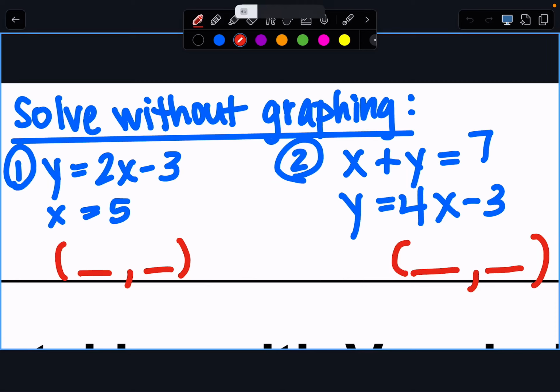Problem without graphing it. Hey guys, what did you know already? X is 5. X is 5. So how did you get the y coordinate? Explain it to me. We plugged 5 into the other equation. We plugged 5, but where? In for which one?